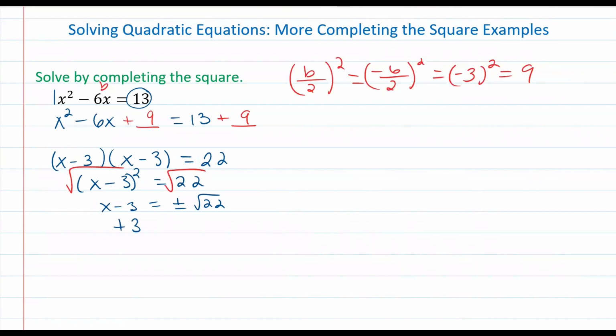Next, we're going to add 3 to both sides. And so we have x is equal to 3 plus or minus the square root of 22. And that is my final and perfect answer.